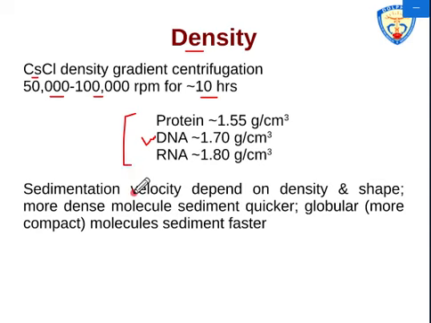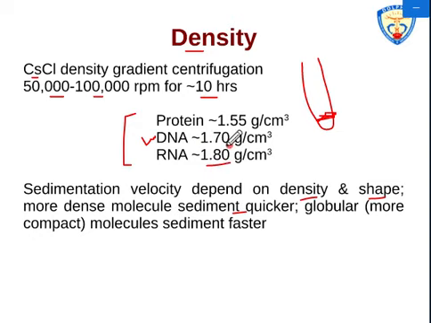The sedimentation velocity in this case depends upon the density of a molecule and upon the shape of the molecule. More dense molecules will sediment faster. More compact molecules will sediment faster. So the more dense and more globular a molecule is, the faster it will sediment. By cesium chloride density gradient centrifugation, it has been found that RNA molecules are very dense molecules, so they form a band lower down in the centrifuge tube, giving a density of approximately 1.8 grams per centimeter cube.